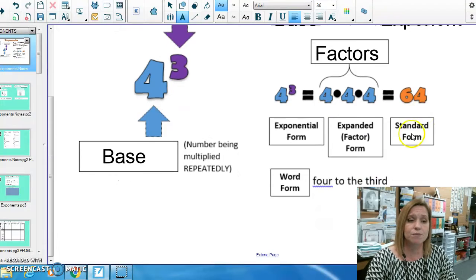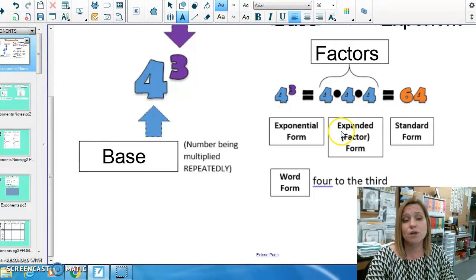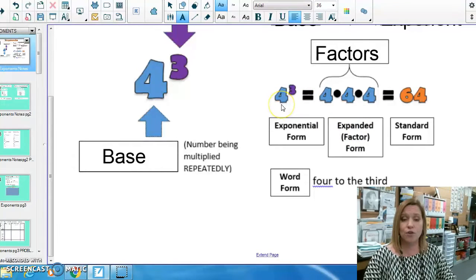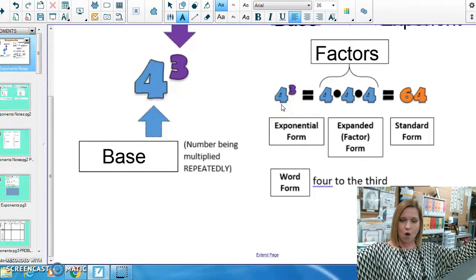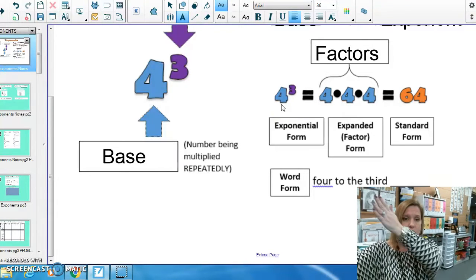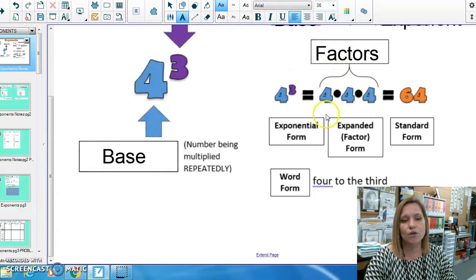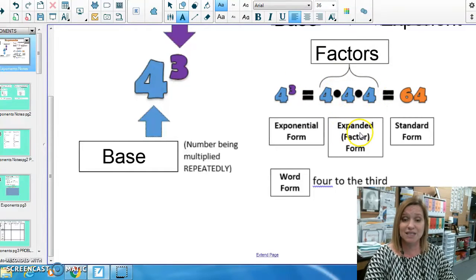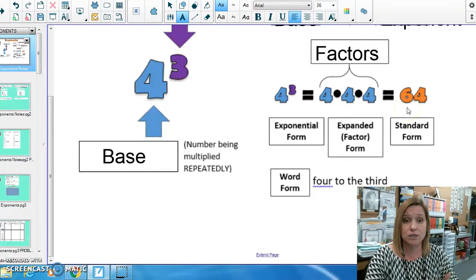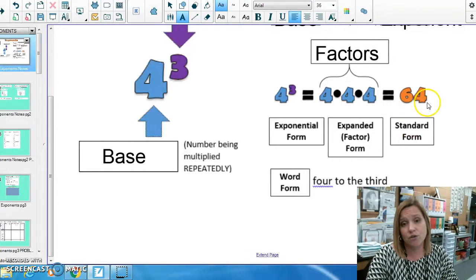So we can call these different names. 4 to the third power is known as exponential form. There's an exponent in it, and if you notice in the word exponential, you can see the word exponent. So if you're asked to put something in exponential form, you're asked to use exponents in your answer. Then the next form is called expanded form. You can see that we took 4 to the third power and wrote out what the real problem is. It's 4 times 4 times 4. So nice and long, 4 times 4 times 4 is known as expanded form, also known as factored form. Then finally, when you take 4 to the third power and actually solve it and come up with an answer, it's known as standard form, 64 in this case.